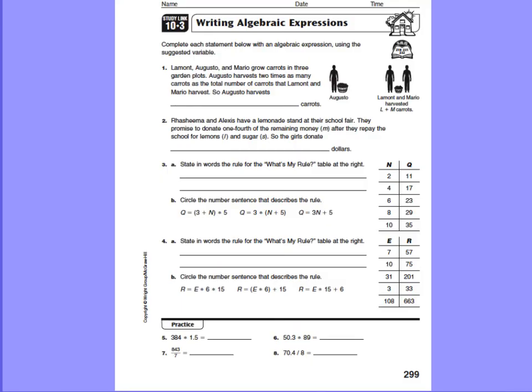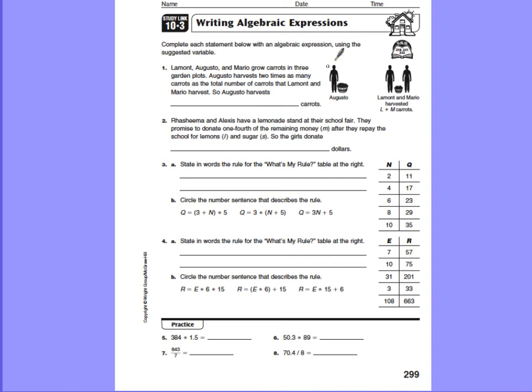Take a look at another couple examples. Looking at number 1, Lamont, Augusto, and Mario grow carrots in 3 garden plots. Augusto harvests 2 times as many carrots as the total number of carrots that Lamont and Mario harvest. So Augusto harvests how much?